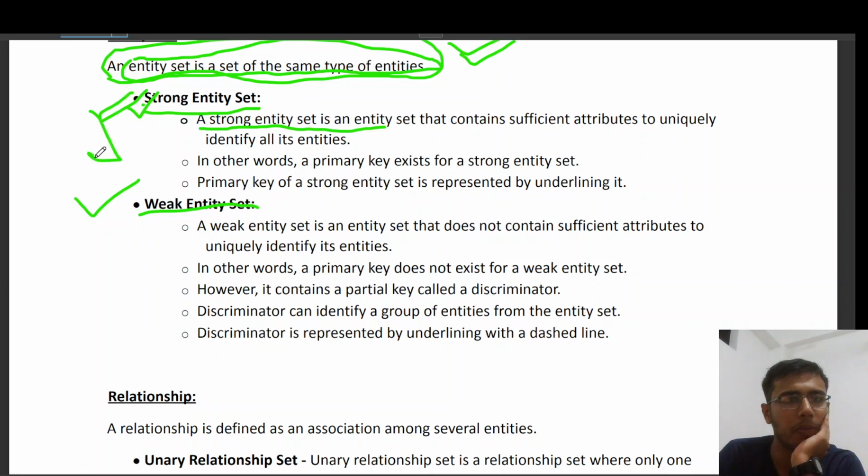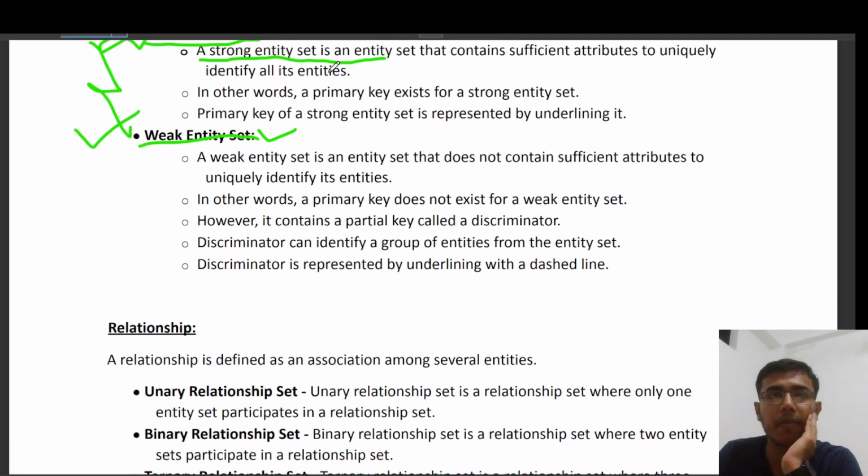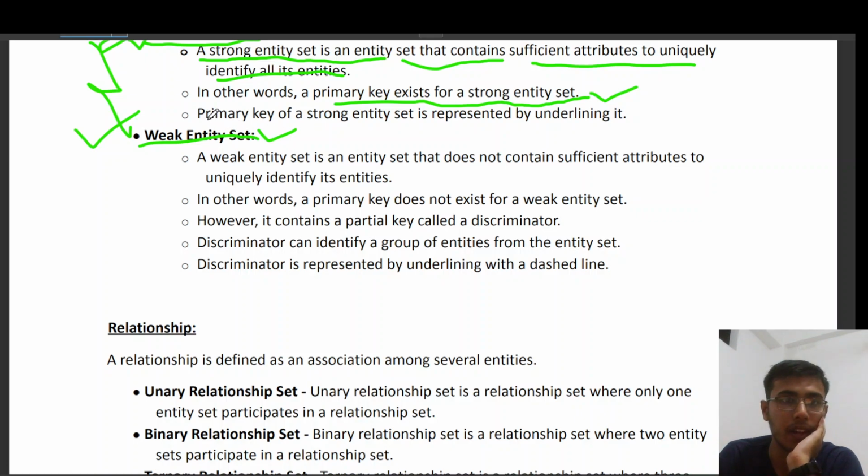Entity sets are of two types. One is the strong entity set and the other is the weak entity set. So what is a strong entity set? A strong entity set is an entity set that contains sufficient attributes to uniquely identify its entities. In other words, a primary key exists for a strong entity set, and the primary key of a strong entity set is represented by underlining it.